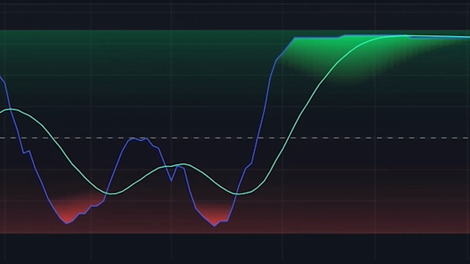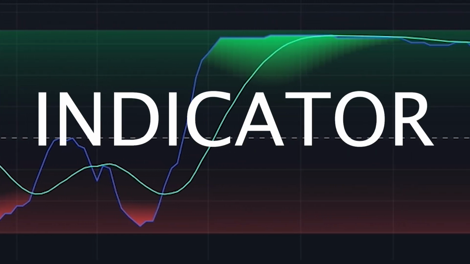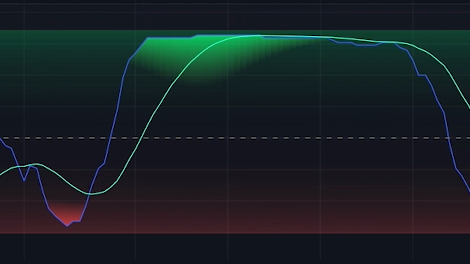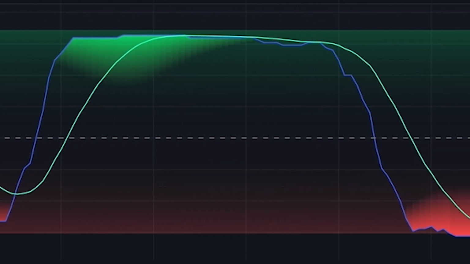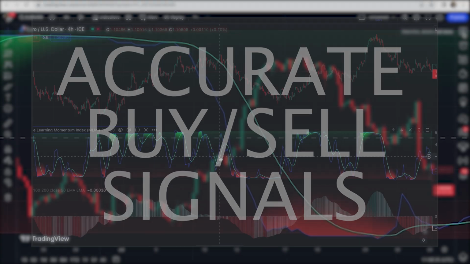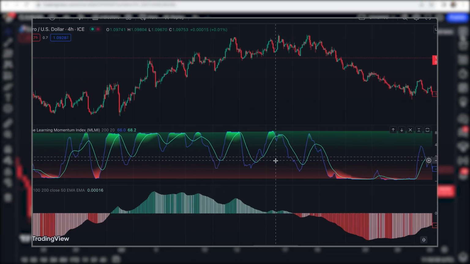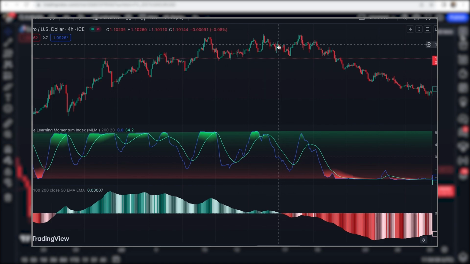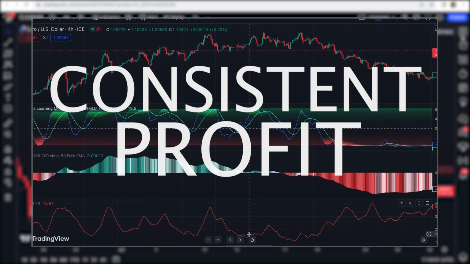In today's video, I want to introduce a very powerful indicator on TradingView that is built based on a machine learning algorithm, and it helps you to discover turning points of the market and evaluate the strength of trends. Just make sure you watch this video until the end because I'm going to teach you a trading strategy based on this indicator that can help you make profit consistently.